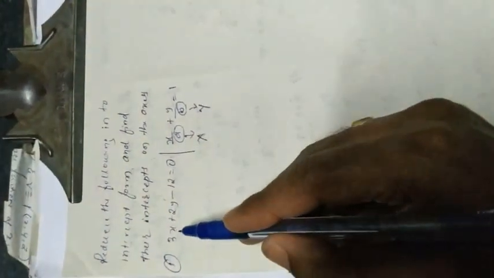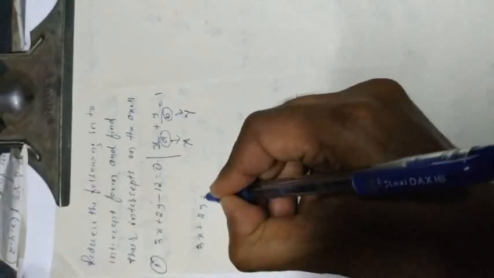Okay, so now we have to convert this general form of the equation of a line into the intercept form. So what is the general form they have given? 3x + 2y - 12 = 0.